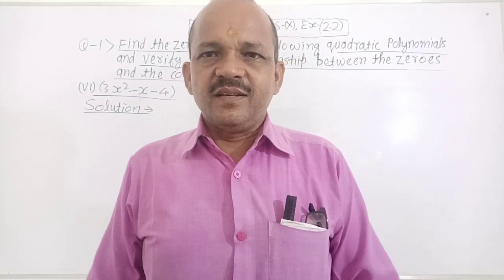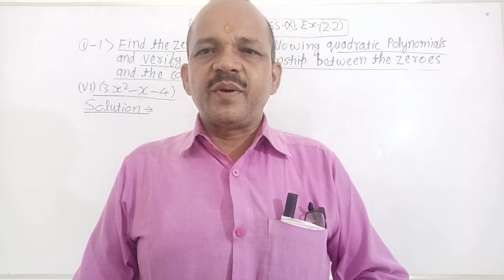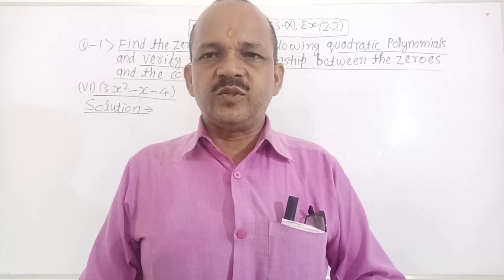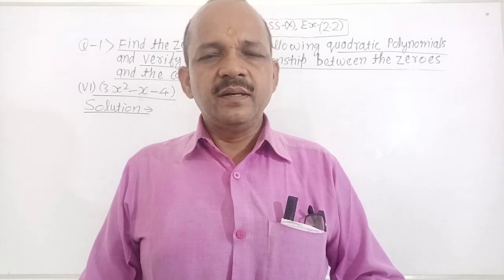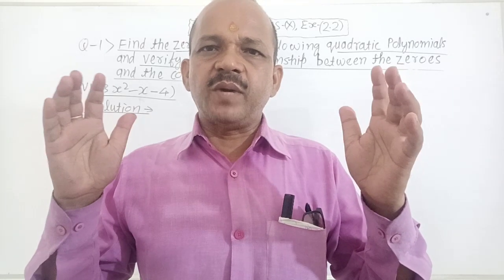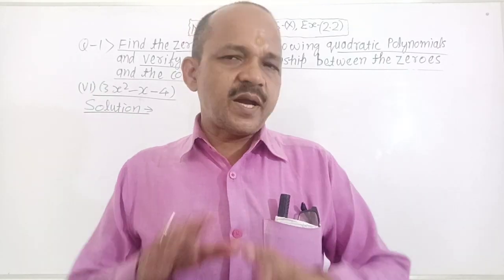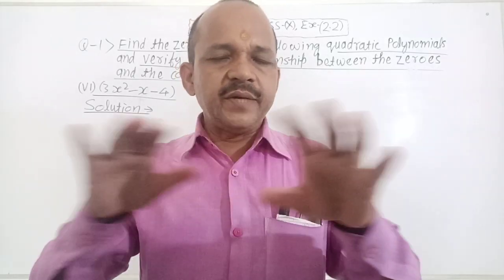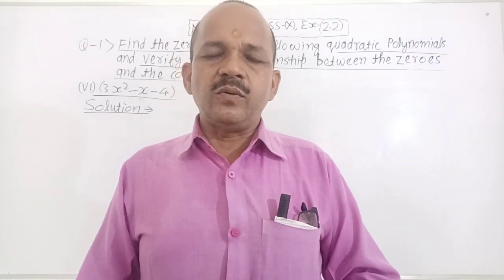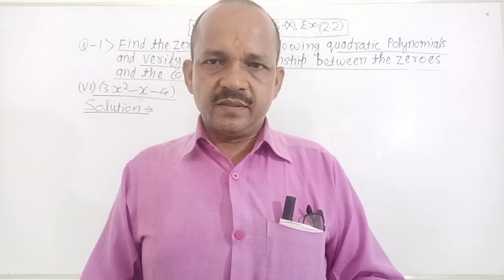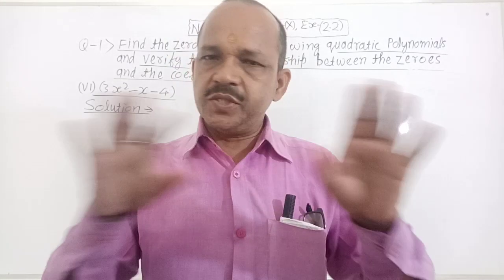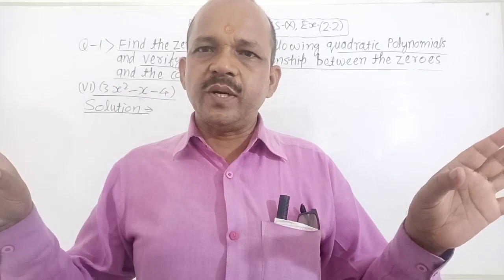Good morning class. Today I want to describe polynomials for class 10th exercise 2.2, question number 1 part 6. Concentrate your mind and listen to my words with full concentration. My words are clear, no confusion about it. Very good. Today I want to describe zeros and coefficients, the relationship between zeros and coefficients. It is clear, no confusion about it.